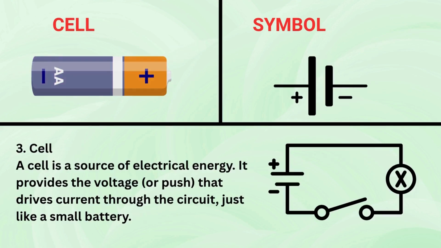Third, cell. A cell is a source of electrical energy. It provides the voltage, or push, that drives current through the circuit, just like a small battery.